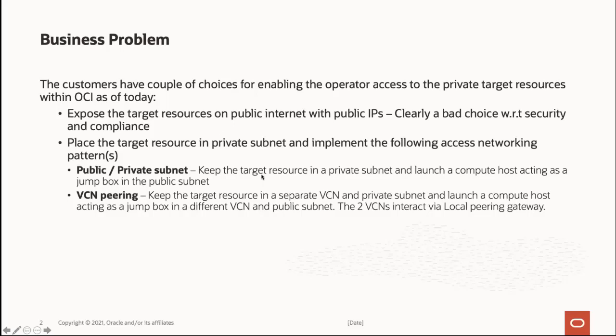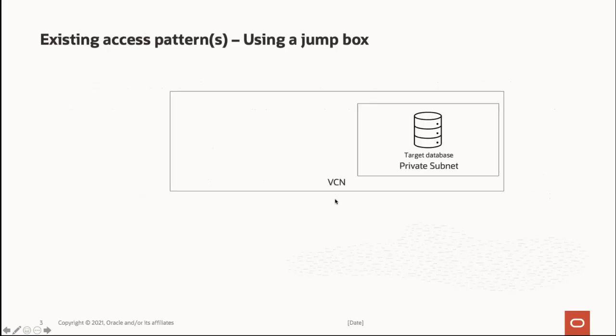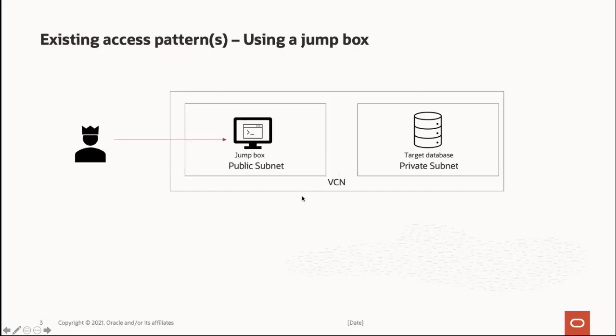So just to give you an illustration of how some of the customers are doing it today. Let's say this is your target database. It's on a private subnet within your VCN. So today, the security administrators launch a compute instance that acts as a jump box on a public subnet. They configure that jump box to harden it with respect to security and compliance standards. They also install all the tools, like let's say MySQL client tools, to access this MySQL database.